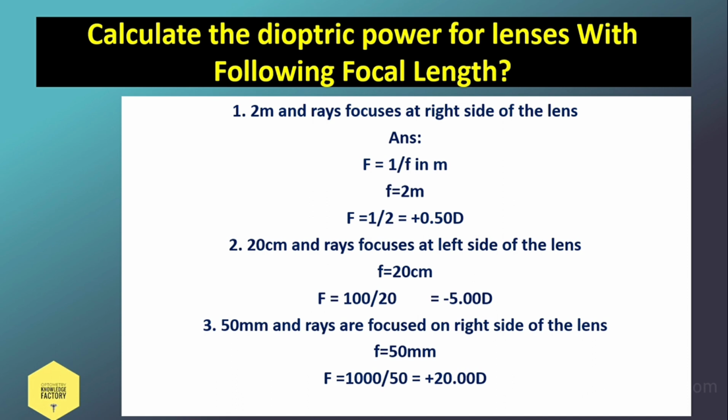The last question, here the focal length is 50 millimeter. So the formula becomes 1000 by 50 equal to 20 diopter. The light rays are focused on the right side. So the power of the lens is plus 20 diopter.